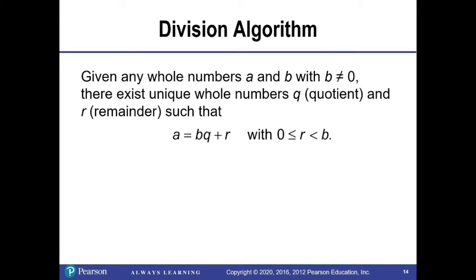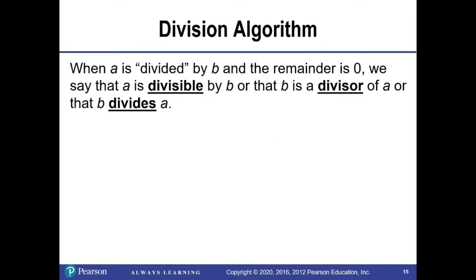So notice here the division algorithm says that A, our dividend, equals B, our divisor, times Q, our quotient, plus R, the remainder. And notice the statement at the end. Our remainder is between 0 and B. So our remainder is 0 or greater, and it can't be any bigger than B, our divisor. We say that A is divisible by B if we have a remainder of 0 when we divide. Another way to say this is that B is a divisor of A, or that B divides A.